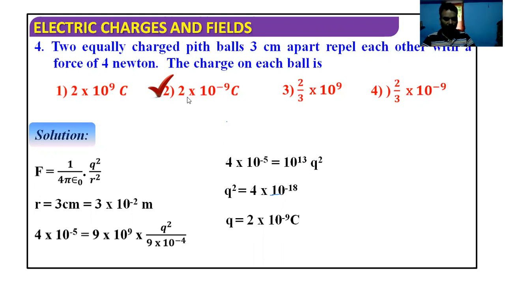Again, I repeat this question. Two equally charged pith balls. Pith ball means you take any plastic ball, small ball, or any material ball, wrap the ball surface with silver foil, and suspend them with the help of a thread, and make them 3 centimeter apart, and the force is 4 Newton. We are asked to find the charge on each ball. By simply applying the Coulomb law, force is given, we know 1 upon 4 pi epsilon naught, we know the value of R, so very easily we can find this Q. Q comes out to be 2 into 10 raised to the power minus 9 coulomb.